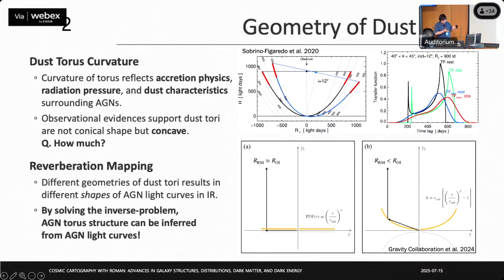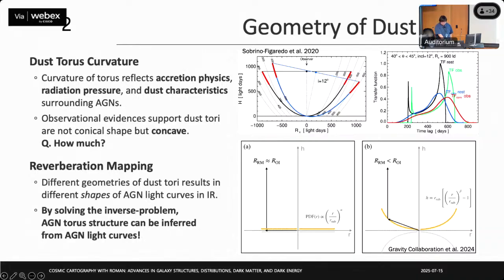But the shape of the dust torus is still not known very well. Assuming it is actually a torus, the curvature of its inner surface can reflect the accretion physics, radiation pressure, and dust characteristics surrounding an AGN. Observational evidence from a handful of AGNs also supports that the tori are concave shaped. The question is, how much?